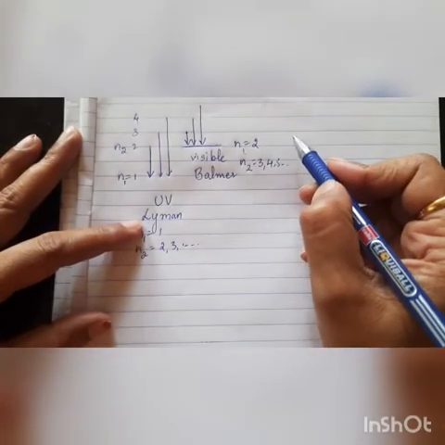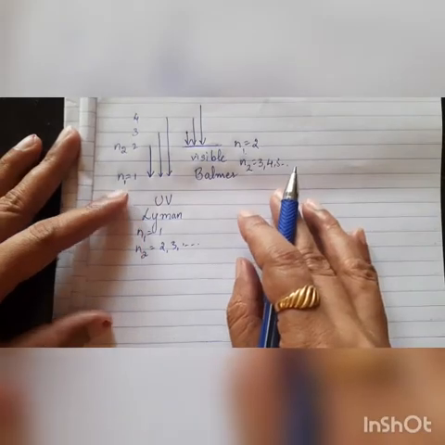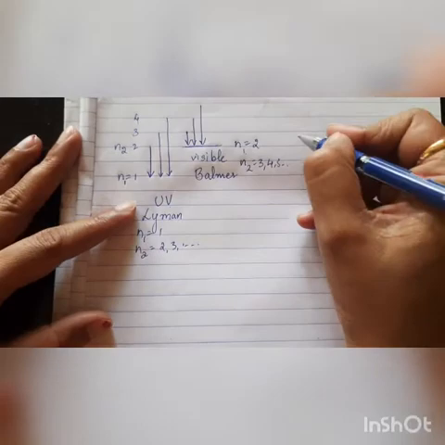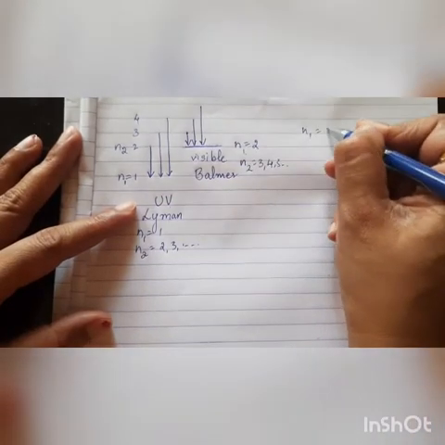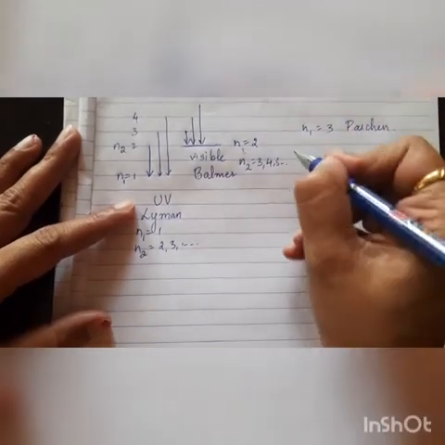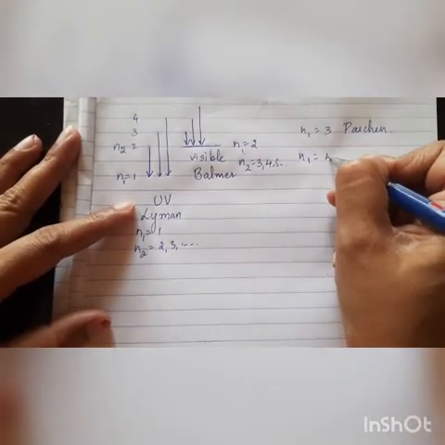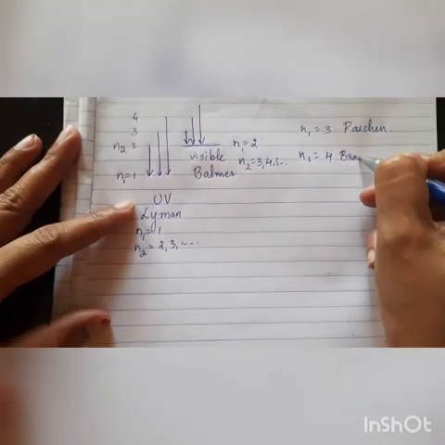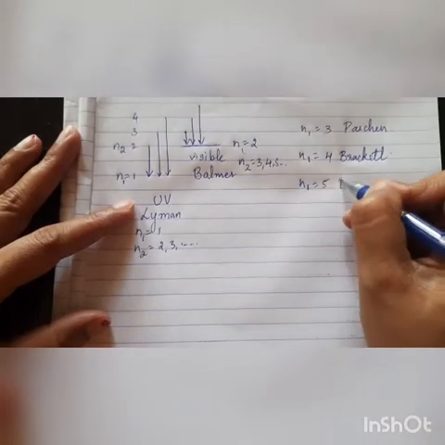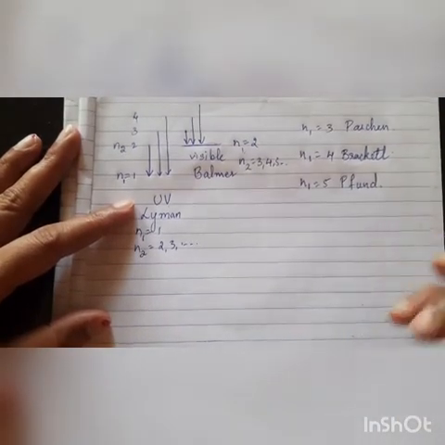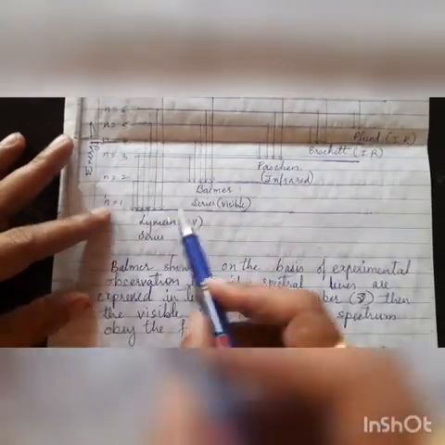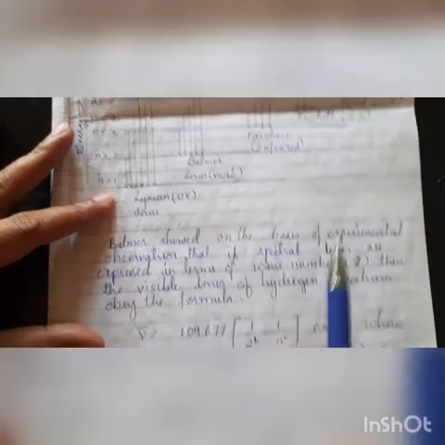Similarly, we have the remaining three series, that is the Paschen series, Brackett series and the Pfund series, where n1 will be equal to 3 for the Paschen series, n1 will be equal to 4 for the Brackett series, and n1 is equal to 5 for the Pfund series. In this way, we have the various lines which are seen in different regions.